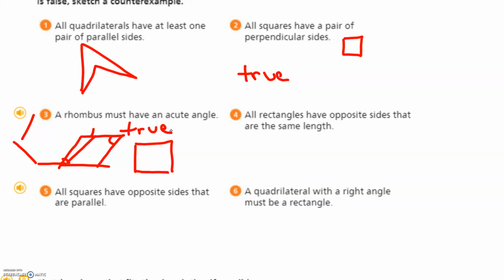All right, all rectangles have opposite sides that are the same length. I'm going to draw a rectangle. And let's think about it. Are those opposite sides the same length? Yep. That one is also true. Number 5, all squares have opposite sides that are parallel. Well, we all know what a square looks like. Are those opposite sides parallel? Yep, that one is also true.